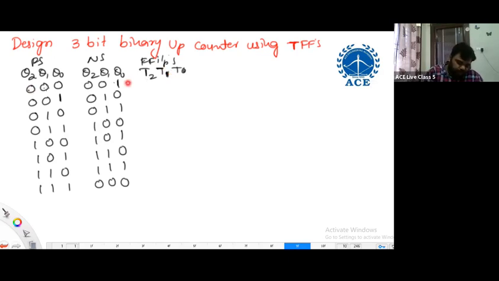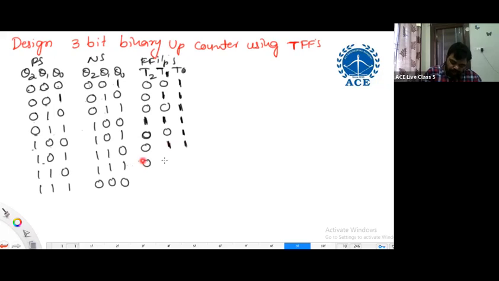0 to 0, it is 0. For Q1, 0 to 0, it is 0. For Q0, 0 to 1, it is 1. Again, 0 to 0, it is 0; 0 to 1, it is 1; and 1 to 0, it is 1. And 0 to 0, it is 0; 1 to 1, it is 0; 0 to 1 is 1. And 0 to 1 is 1; and 1 to 0, it is 1; 1 to 0 is 1. And 1 to 1 it is 0, and 0 to 0 it is 0, 0 to 1 is 1, and 1 to 1 is 0, 0 to 1 is 1, 1 to 0 is 1. Then again 1 to 1 it is 0, 1 to 1 it is 0, 0 to 1 is 1. Then again 1 to 0 is 1, 1 to 0 is 1, 1 to 0 is 1.